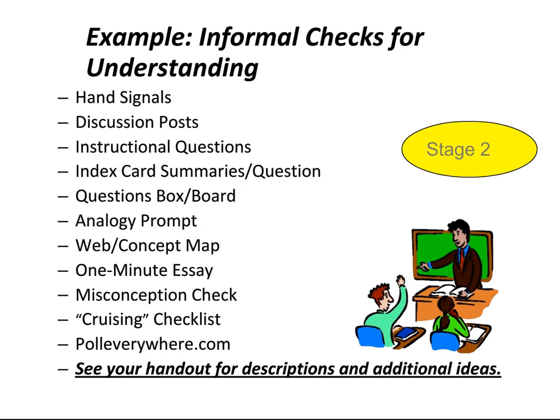So this is just a list of informal checks for understanding, informal or formal. And so, you can see hand signals, discussions, discussion posts. Even as a teacher, if you can just cruise around the class with a checklist, those are some great ways to do it. Analogy prompts, a question box in front of the class if kids feel weird about asking questions, exit cards out the door, sticky notes out the door, polleverywhere.com, putting up a quick quiz and having students respond to that can give you some instant feedback.